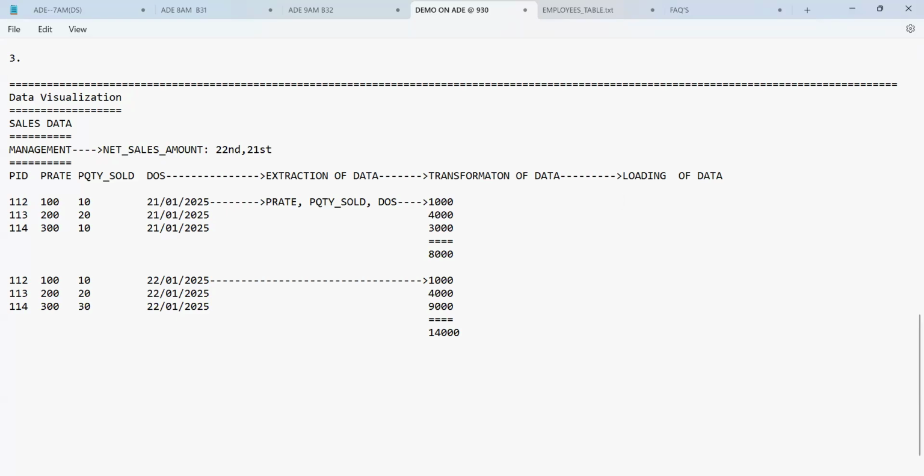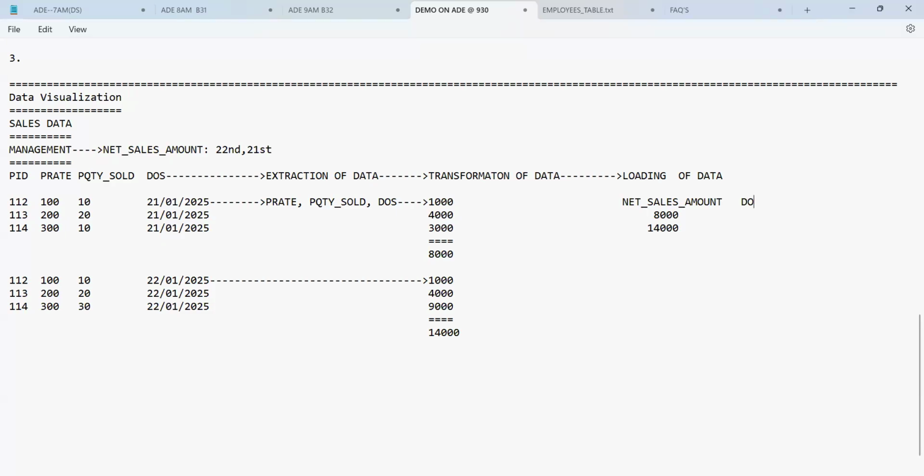What are the columns, guys? Net sales amount. Now tell me, first, what is the net sales amount? Directly I'll give the final figure, 8,000. And the next one is what, guys? 14,000. Am I right? Can you see, net sales amount, 8,000 and 14,000 are the figures you have.